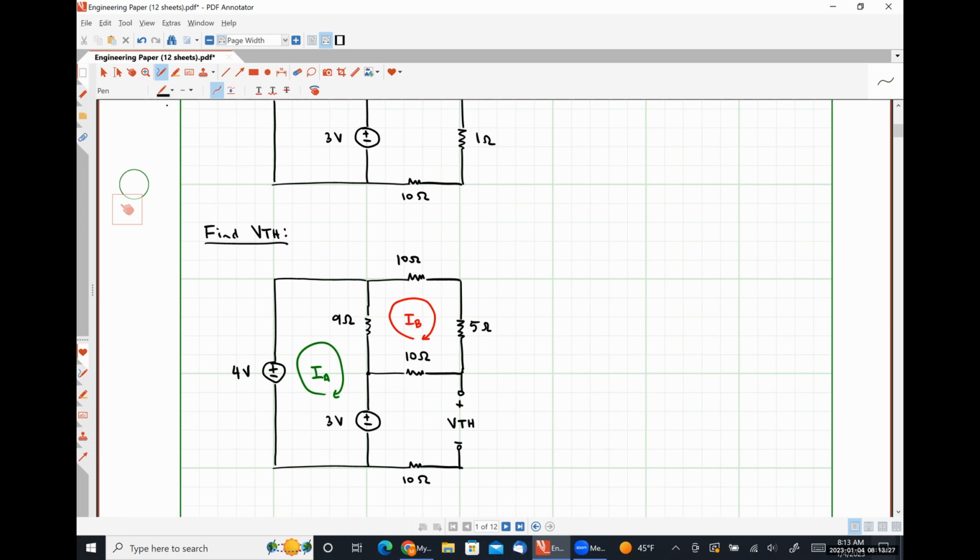So we have identified our meshes, labeled our mesh currents. There are no dependent sources, so we don't have any controlling relationships to write. There are no current sources, so we don't have any current relationships to write. We can get straight into writing our Kirchhoff's voltage law equations here, okay?